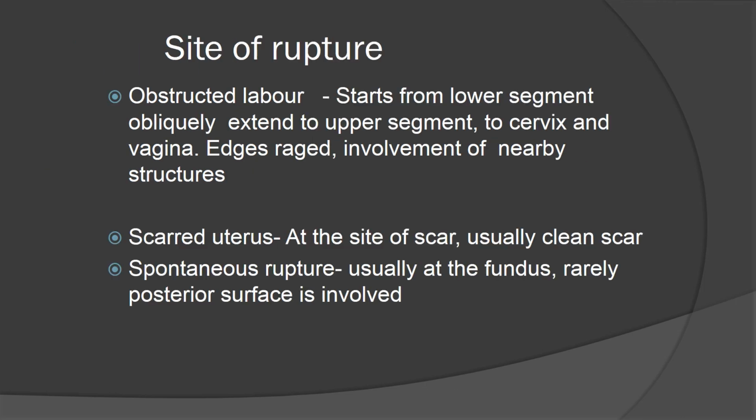Site of rupture, as suspected, is according to the cause. In obstructed labor, it is the lower segment which becomes stretched and thinned out, and finally ruptures. The rupture starts from the lower segment. It may extend obliquely to involve the upper segment. It can extend downwards to involve the cervix and vagina. It may extend sideways to involve the uterine vessels, and surrounding structures like the bladder and ureter may be involved.